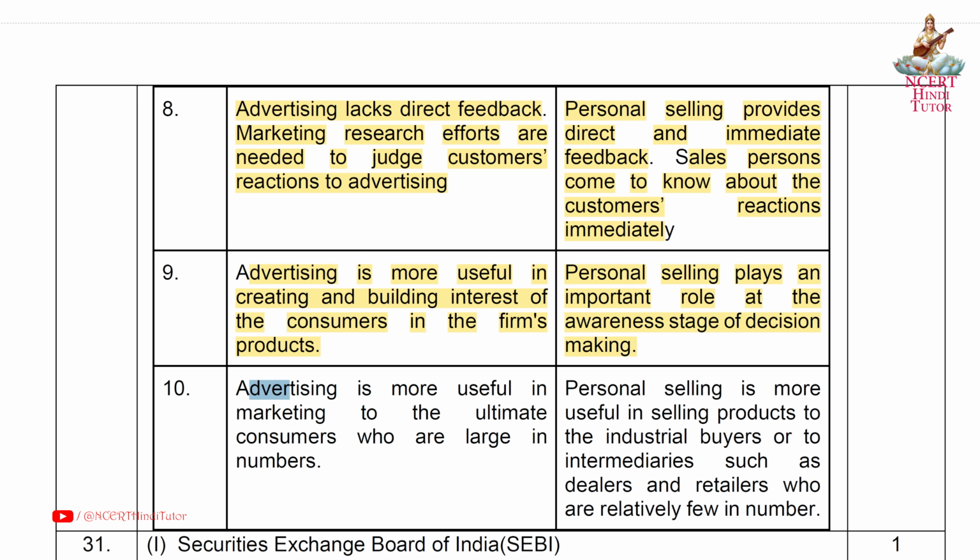Tenth, advertising is more useful in marketing to the ultimate consumers who are large in numbers. Personal selling is more useful in selling products to the industrial buyers or to intermediaries such as dealers and retailers who are relatively few in number.